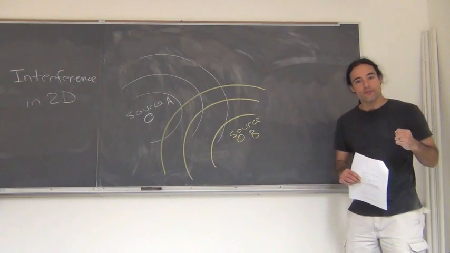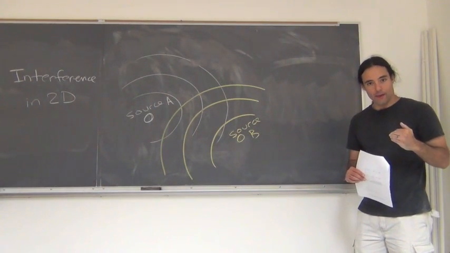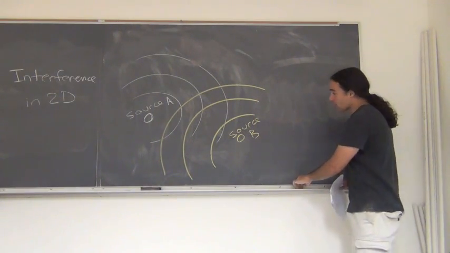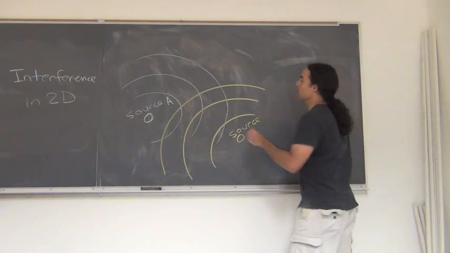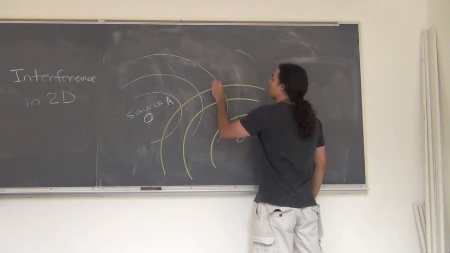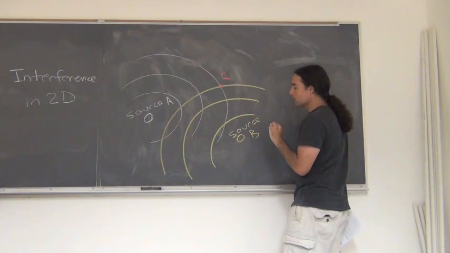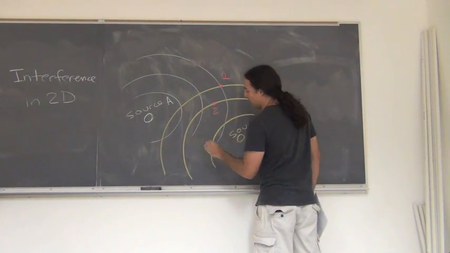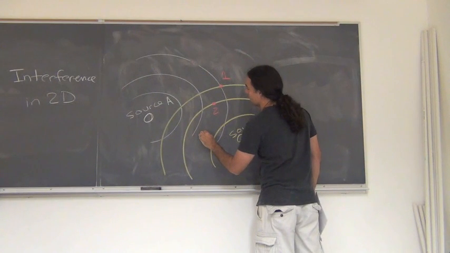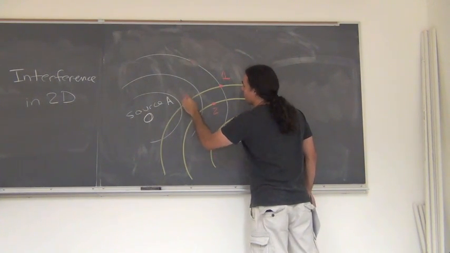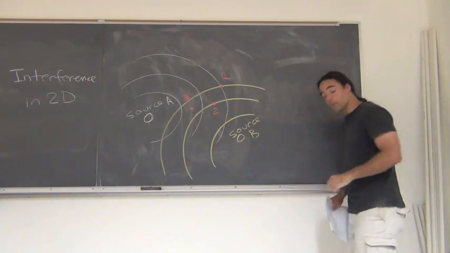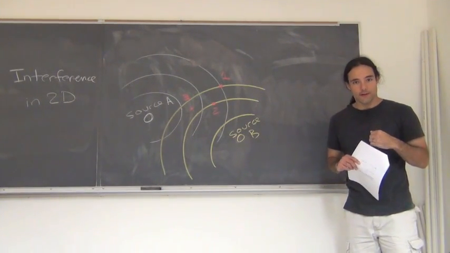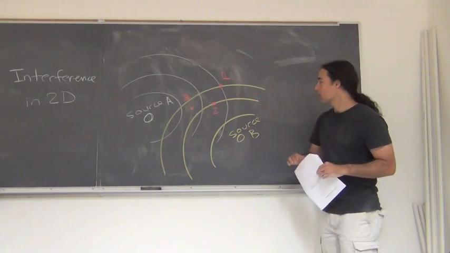Now let's consider interference between two sources of waves spreading out as circular waves in 2 dimensions. Let's look at different points here. I'm going to consider a couple of points. We'll call this point 1, I'll call this point 2, and right here, we'll call that point 3. Let's see what's going on. Am I getting constructive or destructive interference at those different points?